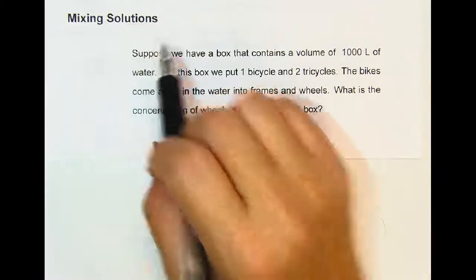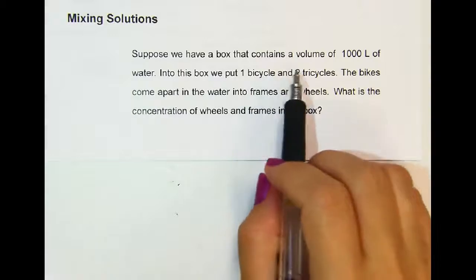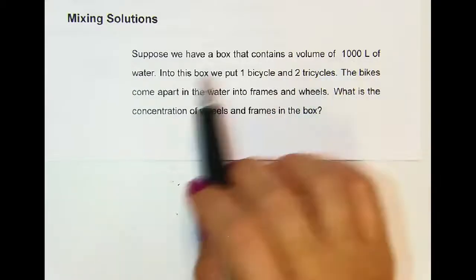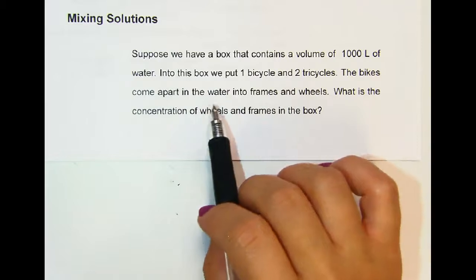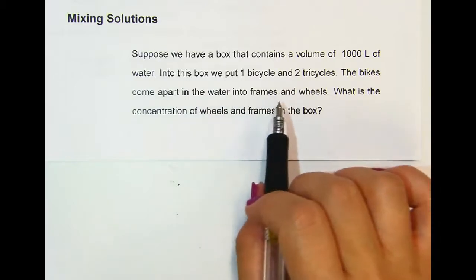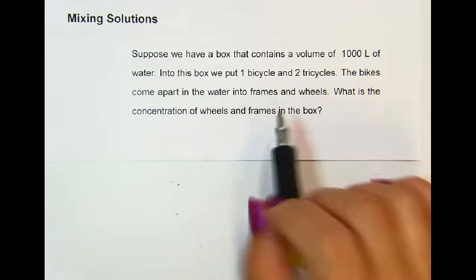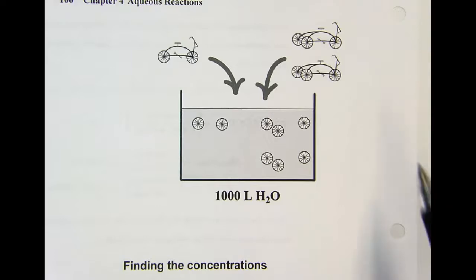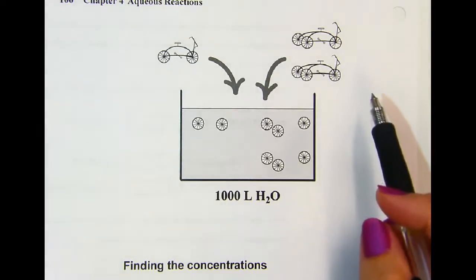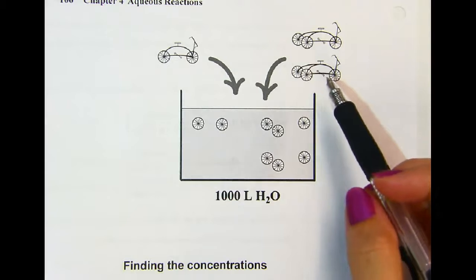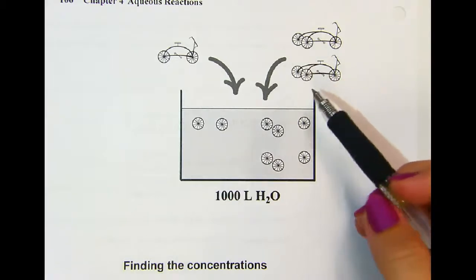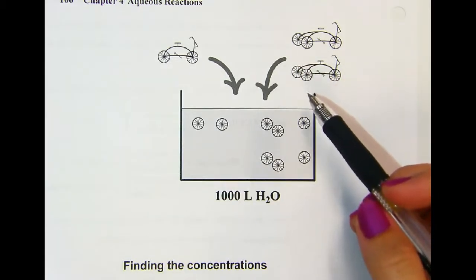Mixtures of solutions now. Suppose we have a box that contains a volume of 1,000 liters of water. Into this box we put 1 bicycle and 2 tricycles. The bikes come apart in the water into frames and wheels. What is the concentration of wheels and frames in the box? To find the number of wheels, add the wheels from both sources. We have to consider the fact that the bicycles have 2 wheels per bike and the tricycles have 3 wheels per bike. To find the concentration, add up all the wheels and divide by the total volume.